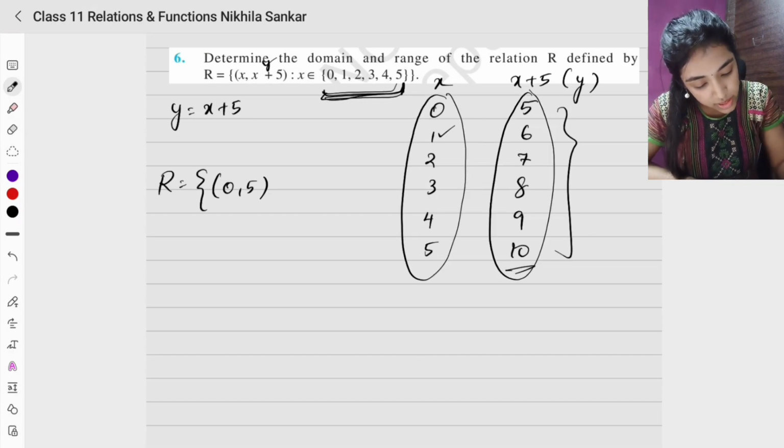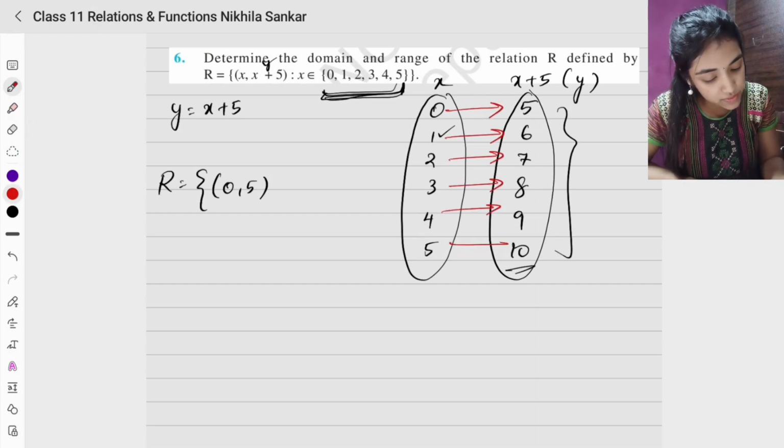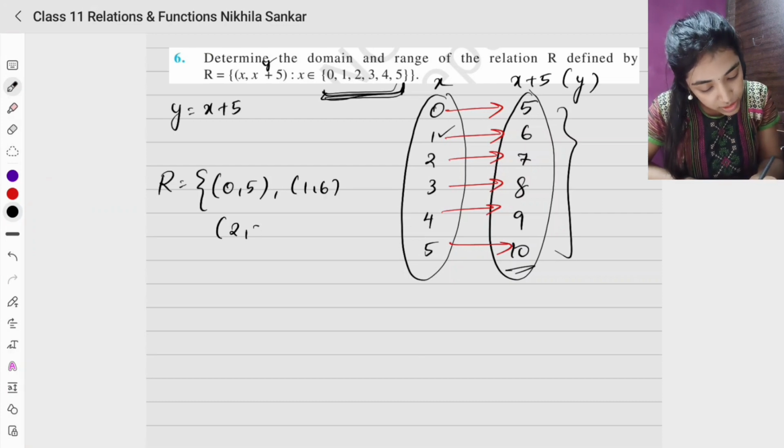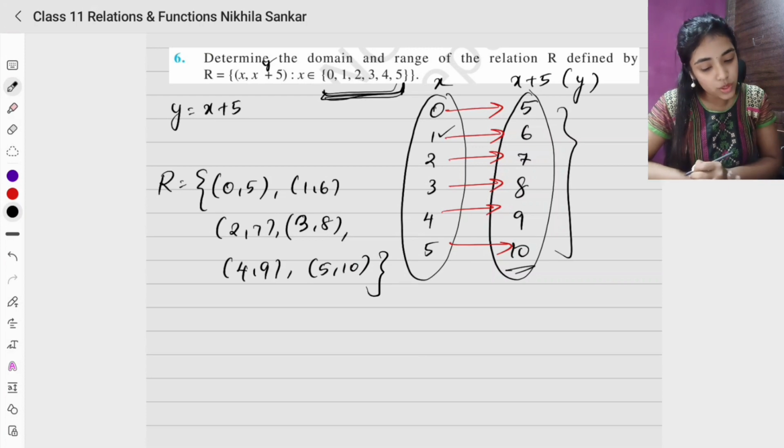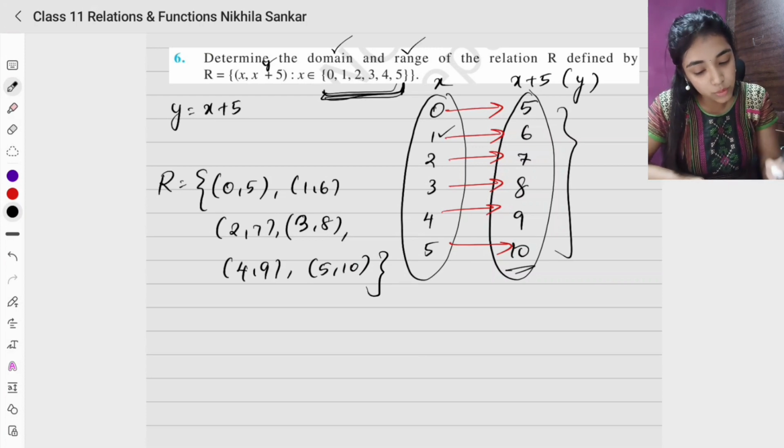So this is going to be your arrow diagram and I'm going to do this. 0, 5, 1, 6, 2, 7, 3, 8, 4, 9, and 5, 10. Okay, so what is your domain and range? They are asking for the domain and range.